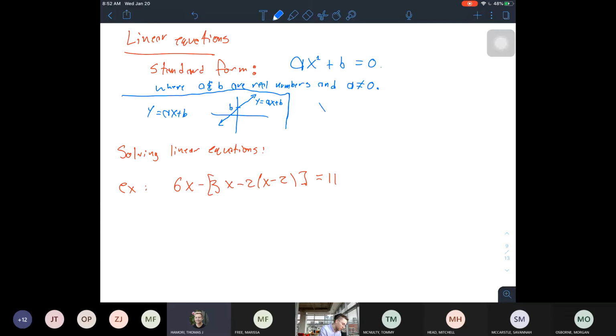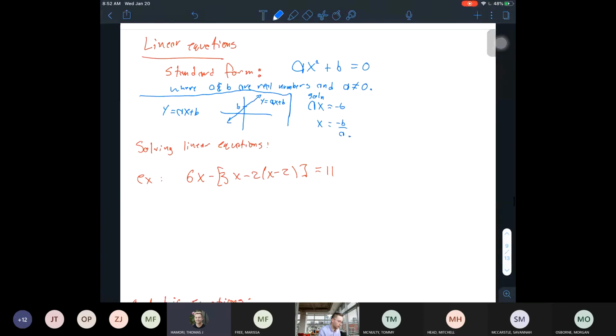The way we solve it is by taking ax equals negative b, and then we divide both sides by a, and we get x is equal to negative b over a. So that's how we would solve a linear equation.